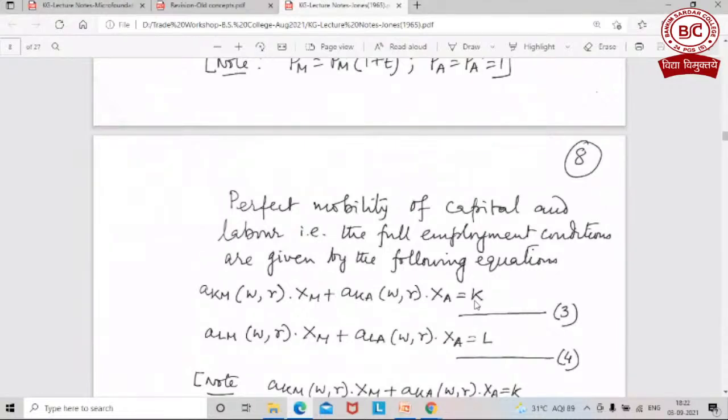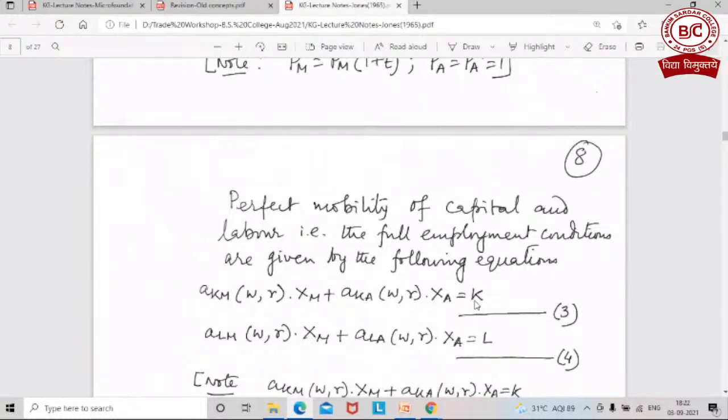So it's similar to that of Rybczynski. It's not pure Rybczynski because there is no change in K or L, but it creates a situation of excess supply of capital and labor shortage. So the capital intensive sector will expand and the agricultural sector will contract. So XM will increase and XA will fall. Is it okay?